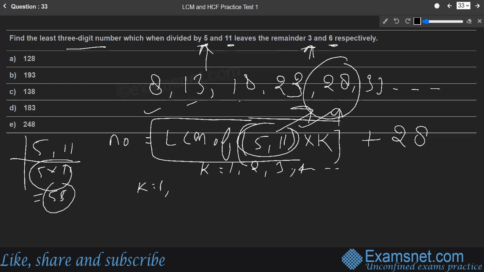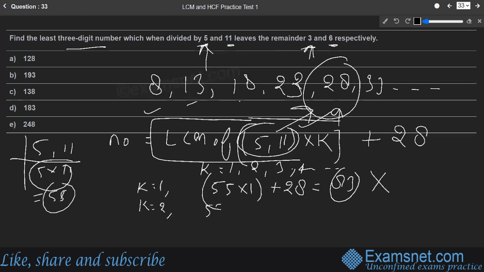number. If we take K as 1, the first number becomes 55 into 1 plus 28, which is 83. And clearly, it is not a three-digit number. So we have to increment K to 2. If we increment K to 2, it will be 55 into 2 plus 28, which will give us 138. And 138 is the least three-digit number. So the answer should be clearly 138. So the right answer is 138.